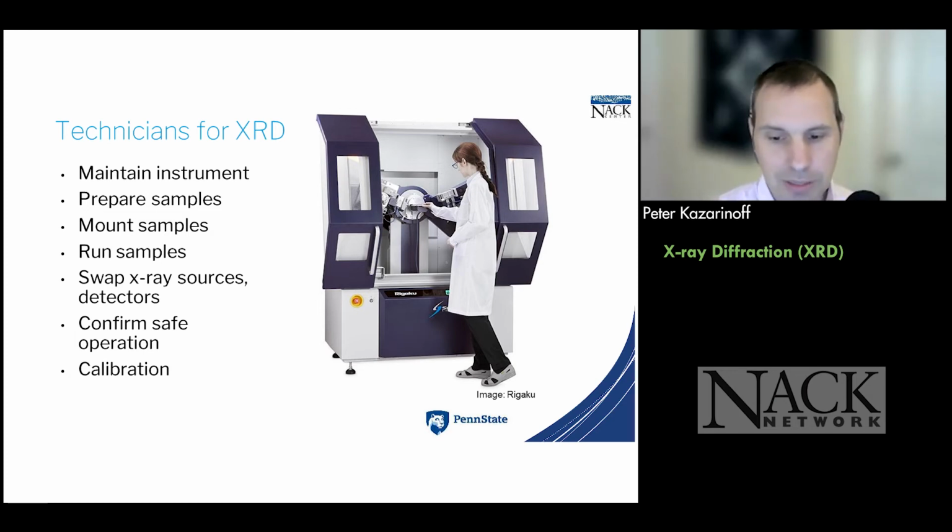They might mount samples into the instrument. They might run the samples. They might swap out X-ray sources so that you've got a different metal and emit different X-ray wavelengths. They might confirm safe operation to make sure that the shielding is in place and that no X-rays are being emitted from the instrument. And they might also do calibration on the X-ray diffractometer.